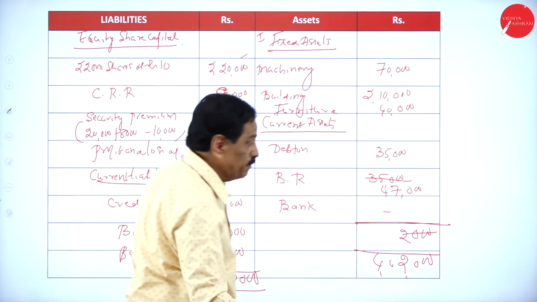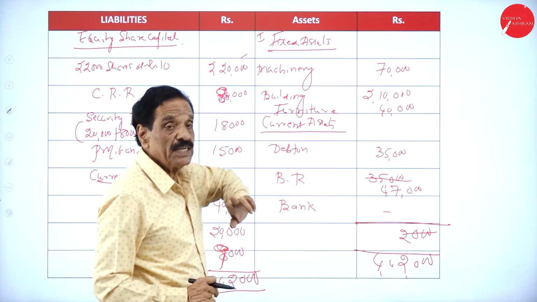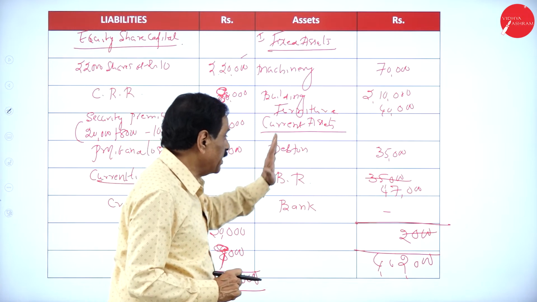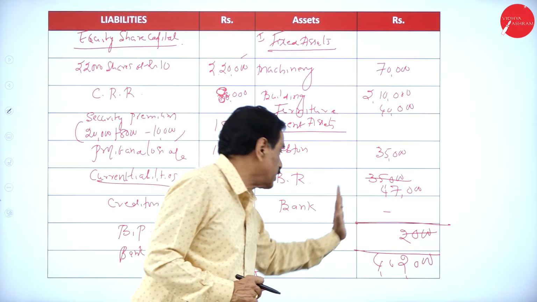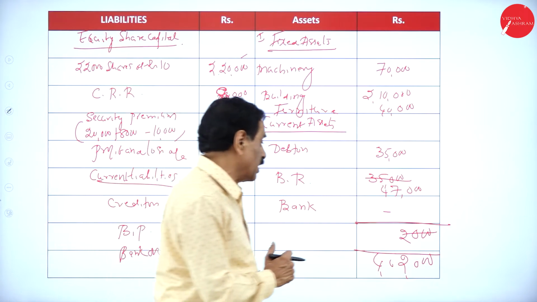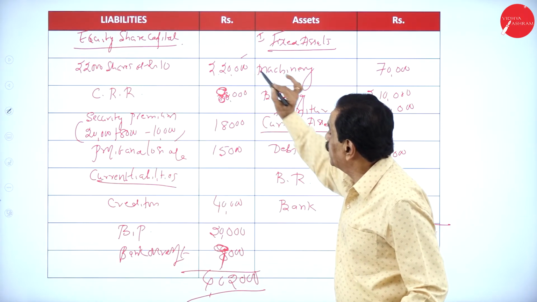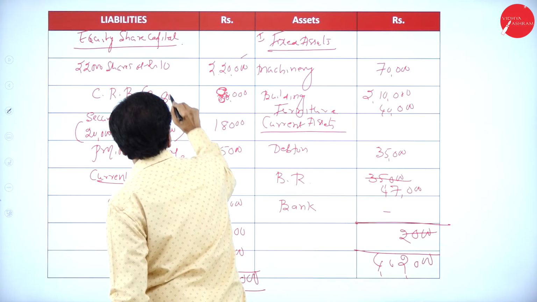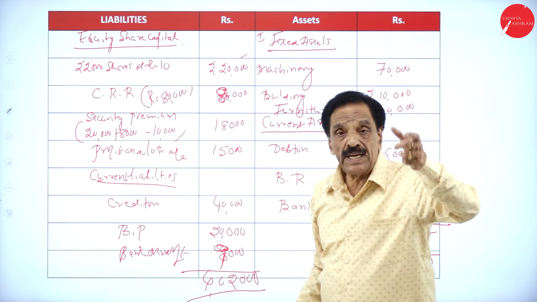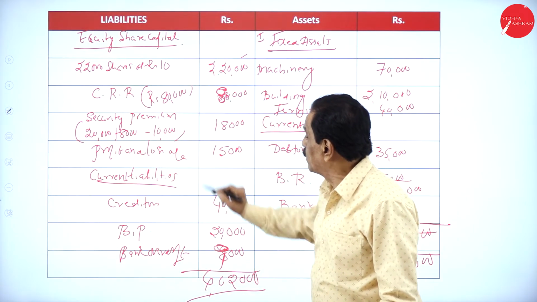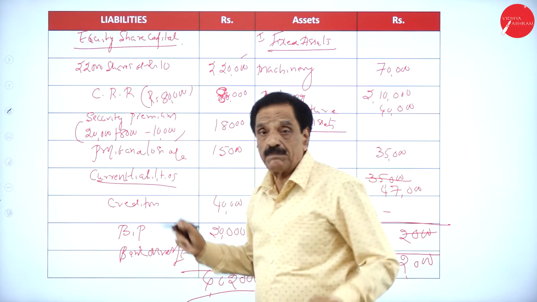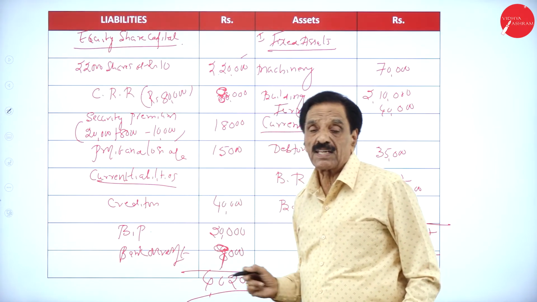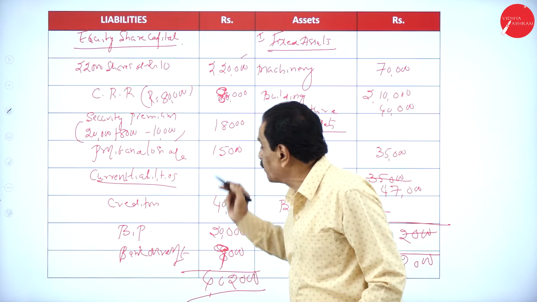I will repeat. Only left out items: machinery 70,000, building 2,10,000, furniture 40,000, current asset debtor 35,000, BR 47,000. Bank won't come because a bank overdraft is there. Come back here, it is 2,20,000, CRR is 80,000. So 20,000 by issuing the share, you got 80,000. Security premium, you have got 20 plus 8 by issuing the share. How much utilized? 10,000. How much left over? 18,000. In your P&L account, the left over as per the working note is only 15,000.